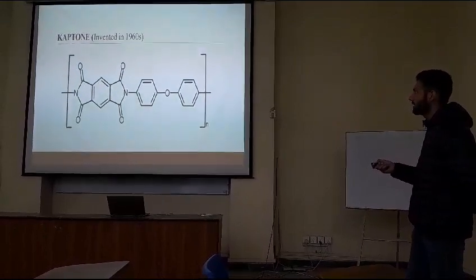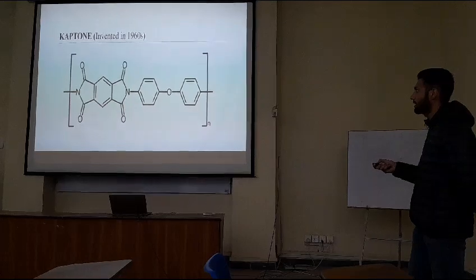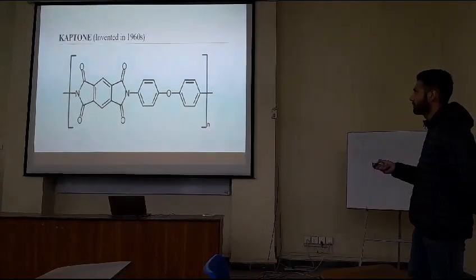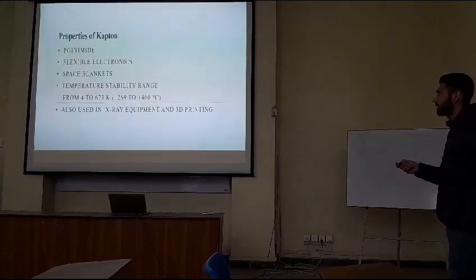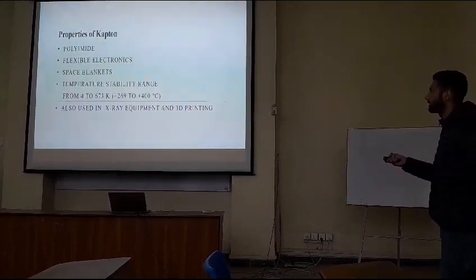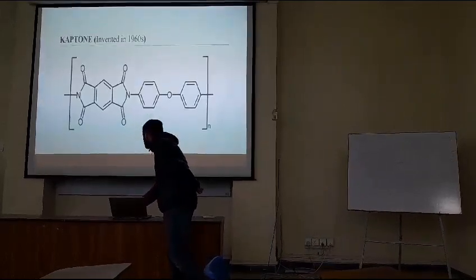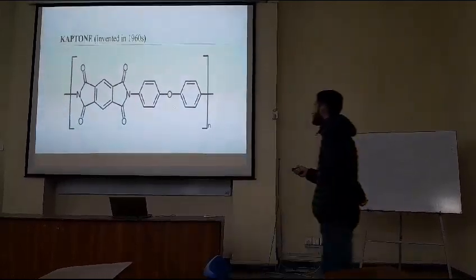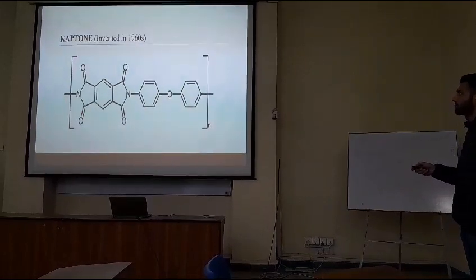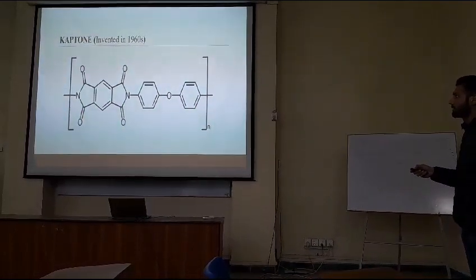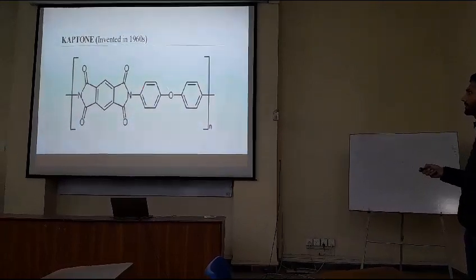You'll see that there is an amide group here, this oxygen double bond with carbon here. This is the amine group also, and phenol, and this. So basically there are two parts in this Kapton. It's basically a synthesis of this amide group with the phenol group. After this synthesis, we get this material which is called Kapton.